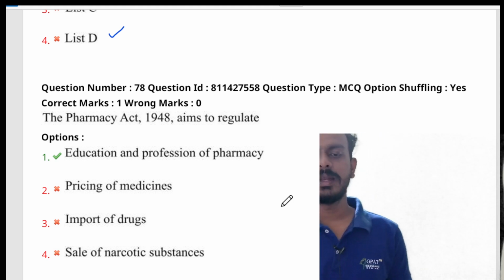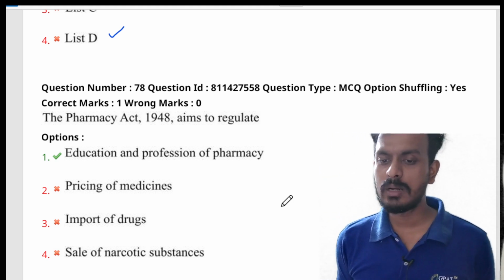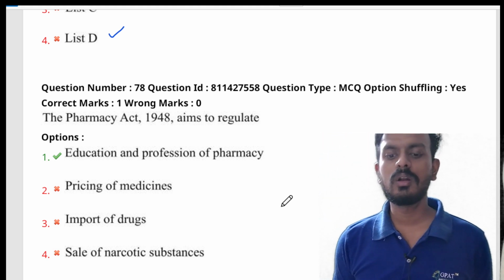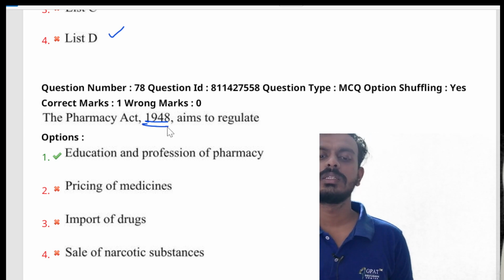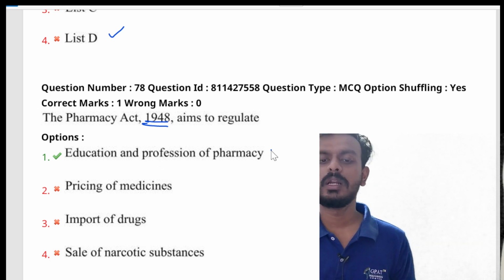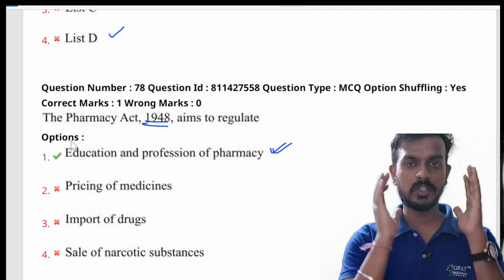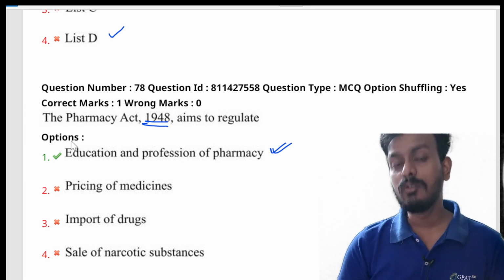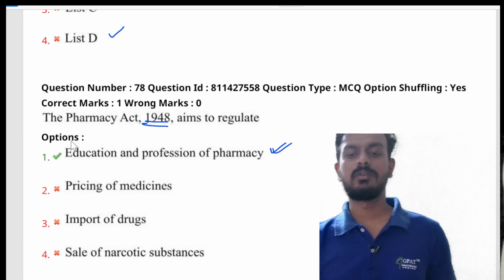The Pharmacy Act 1948. Does the Pharmacy Act 1948 regulate education and profession of pharmacy, pricing of medicine, import of drugs, or sales of narcotic substances? So remember, this Pharmacy Act 1948 basically regulates the education and profession related to pharmacy. The major goal of this Pharmacy Act 1948 is regulating the education and profession of pharmacy.